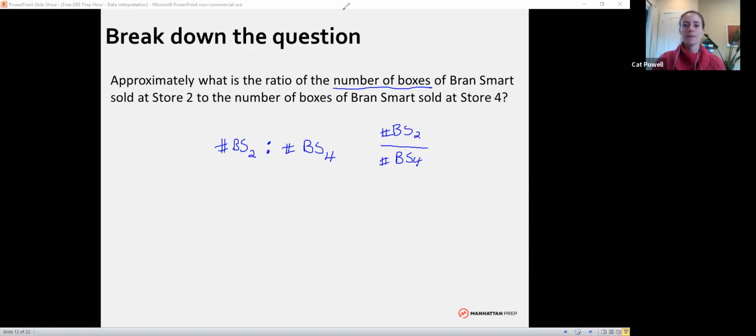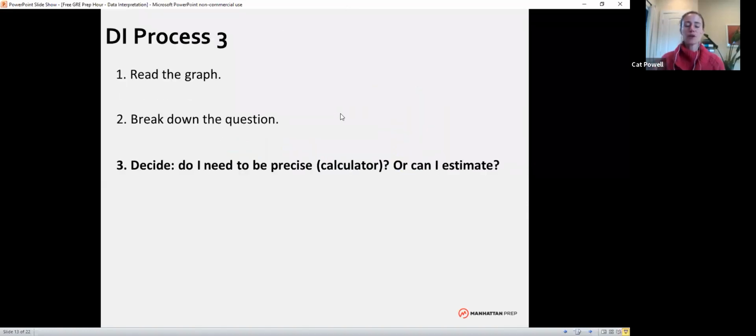All right, so I've understood my graph. I've broken down the question. The third thing I do is I look at the answer choices and I say, okay, do I need to be precise here? Are these answer choices close together? Should I be really accurate, bring in a calculator maybe? Or are these answers really far apart? Can I estimate? So here are the answer choices for the problem that we've been looking at. What do you guys think? Can we use really rough estimation? Should we be kind of precise?